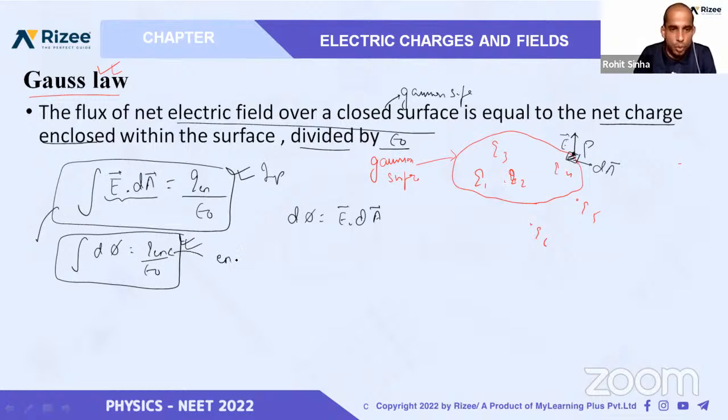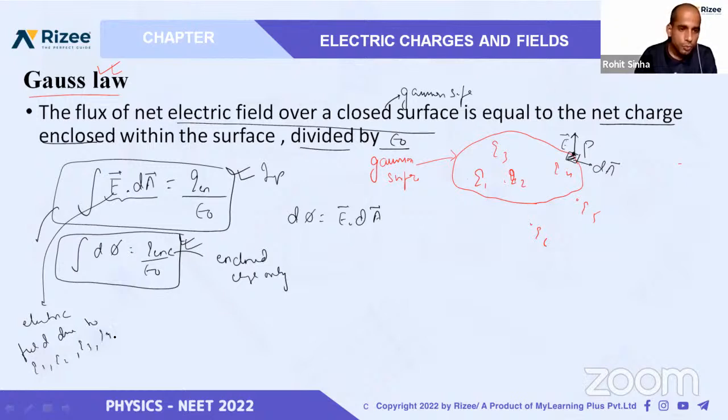Remember, this is enclosed charge only. And the electric field we are getting here, E, is the electric field due to all charges Q1, Q2, Q3, Q4, Q5, and Q6. It is due to all charges only. And which charges do we have to enclose? Q1 plus Q2 plus Q3 and only Q4. This much charge is enclosed in the surface, but we will get the electric field for the whole charge nearby that point. This is the beauty of Gauss law.